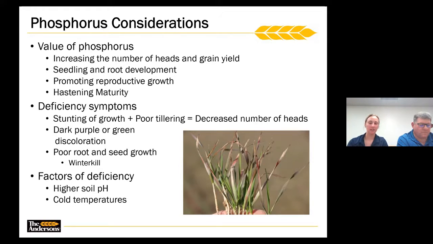You also have stunting of growth, poor tillering, and decreased number of heads. Jeff had talked a bit about the tillering and how important that is heading into grain production and our overall plant health. So if we can impact our number of tillers, we're going to have a very big impact on our yield at harvest. What impacts our phosphorus is going to be higher soil pH and, again, cold temperatures.